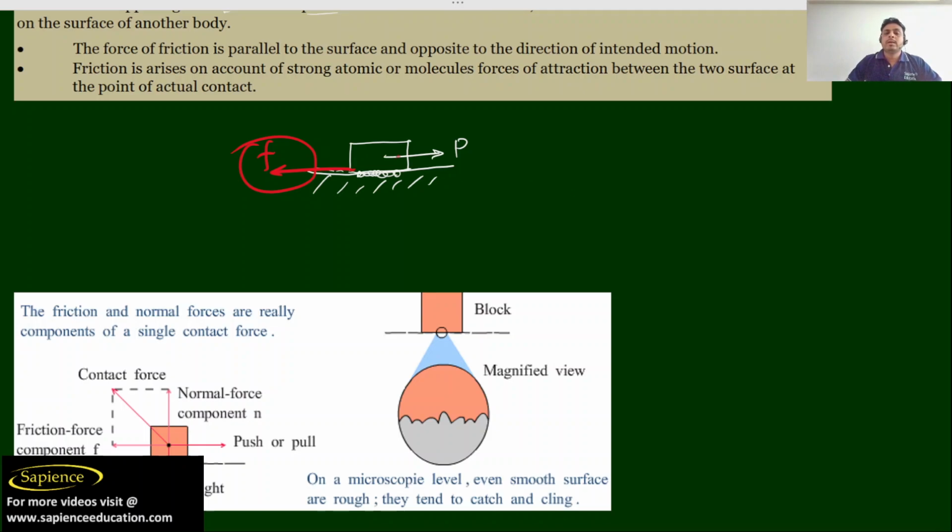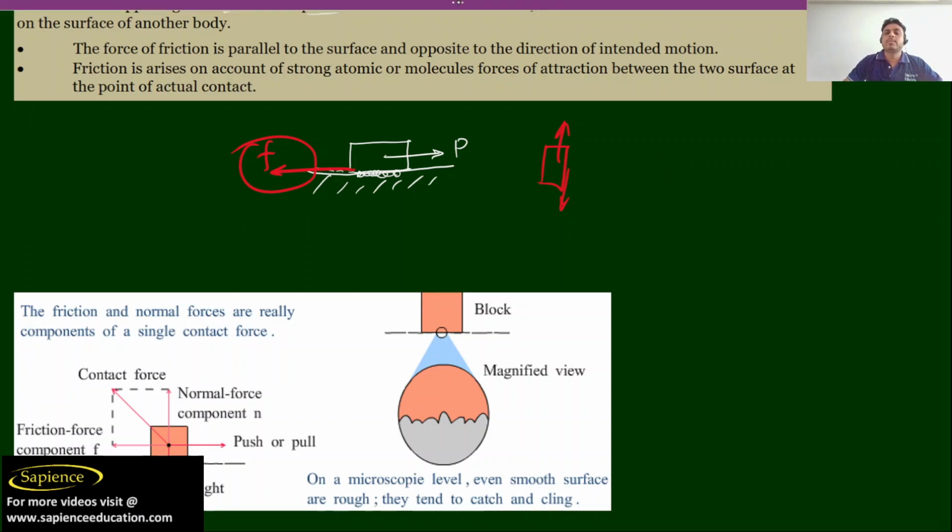So whenever any two bodies are in contact and one body is moving, the other body applies a force in the opposite direction, which is the friction force. Understood? So it will always oppose. Why does friction force arise? We should try to understand why friction force actually arises.